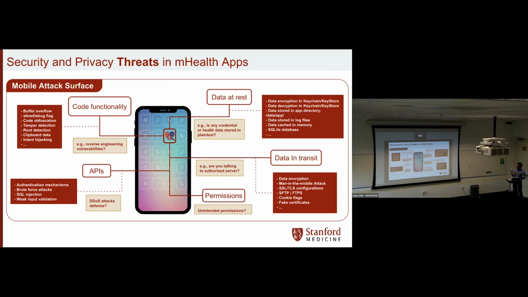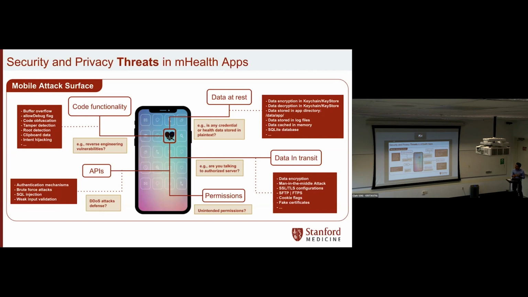You need to make sure that you follow the standards and best practices in terms of making your data end-to-end encrypted. And permissions is another one, where you need to make sure that you have least privilege access and permissions. You don't have any unintended permissions in your app.